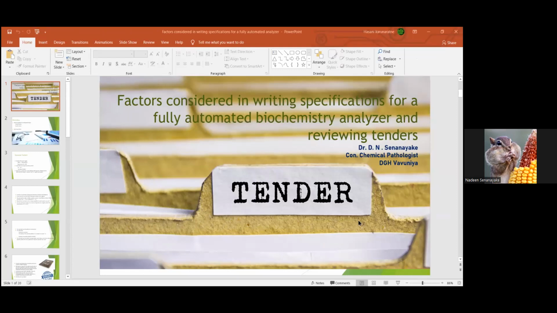Good morning. Today, I'm going to talk about factors that should be considered in writing specifications for a fully automated biochemistry analyzer and how we are going to review the tenders. First of all, I want to tell, before the beginning of my lecture, this totally depends on the institution that you are going to select the automated biochemistry analyzer for and the workload of the analyzer.